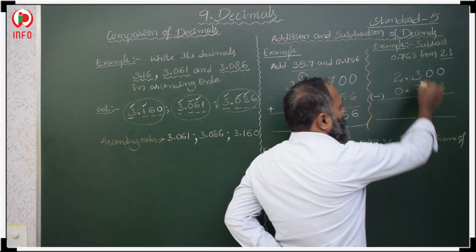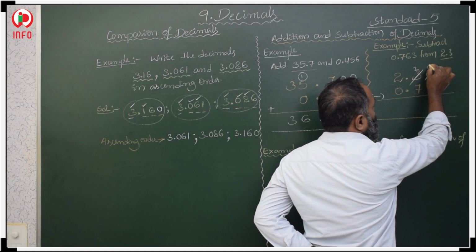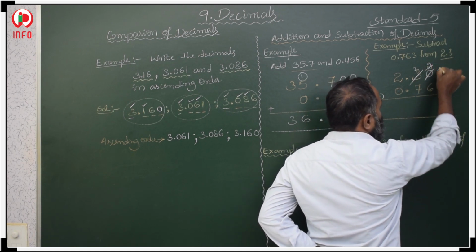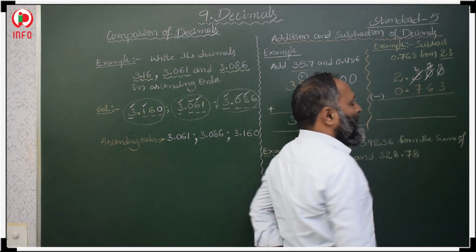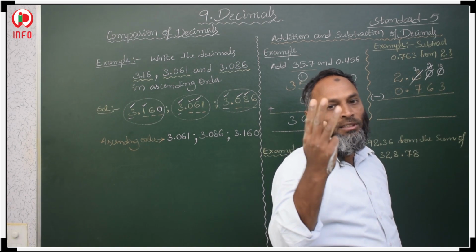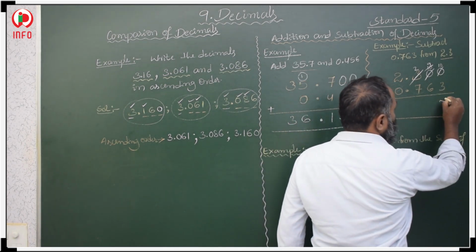So take borrow from here, 2. So it will decrease by 1. Here it will increase by 10. If again you take borrow from here, it will decrease by 1. Here it will increase by 10. 10 minus 3 means from 4 to 10 we have to count. 4, 5, 6, 7, 8, 9, 10. It is 7. 10 minus 3 is 7.